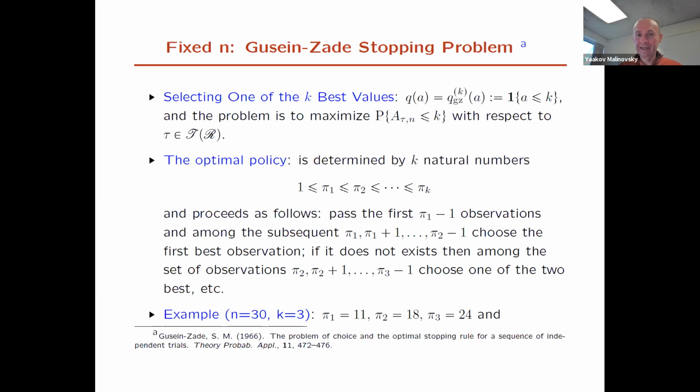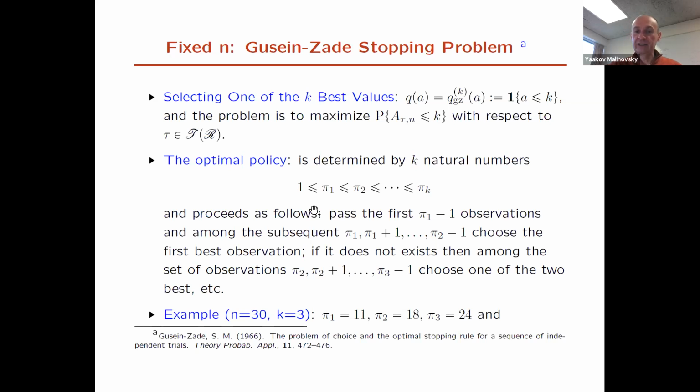Now, selecting one of the k-best alternatives, as I mentioned, in the literature is called the Gusein-Zade stopping problem. What we want to do is maximize the probability, based on the information of relative ranks observed, of stopping at a value whose absolute rank is less than or equal to k. Gusein-Zade solves this problem by finding the optimal policy.